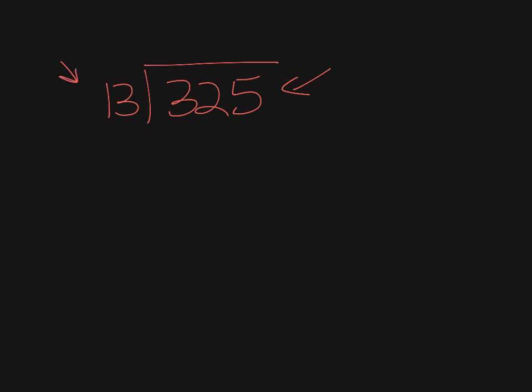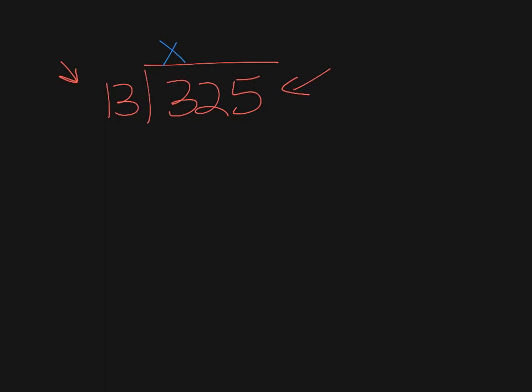Let's go on to number 2, which is find the quotient. Quotient is the answer to a division problem. So let's go and rewrite this out. There's my 13. Here's 325, my dividend. And this is my divisor. Now let's go and find our quotient. 13 cannot go into 3, so we put an X.